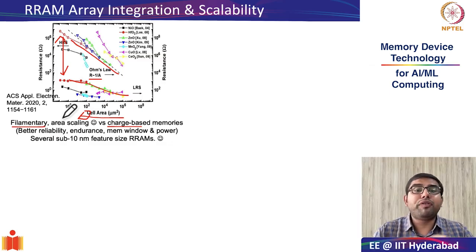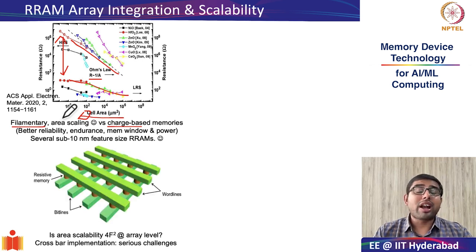Also, because the number of filaments that can occur in a small area reduces, the amount of energy or power which is required to set and reset the device also starts shrinking. And that is why there are several examples and demonstrations of sub 10 nanometer feature size RRAMs. However, we run into serious issues when we start doing the array level integration in the form of crossbar array implementation.